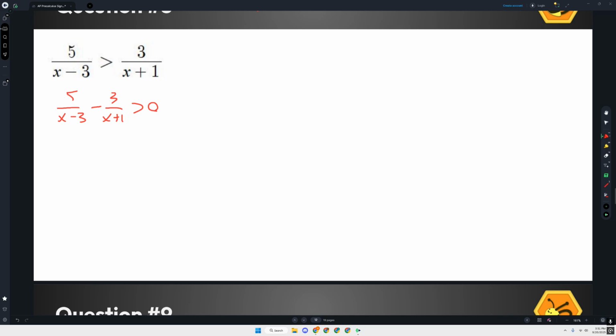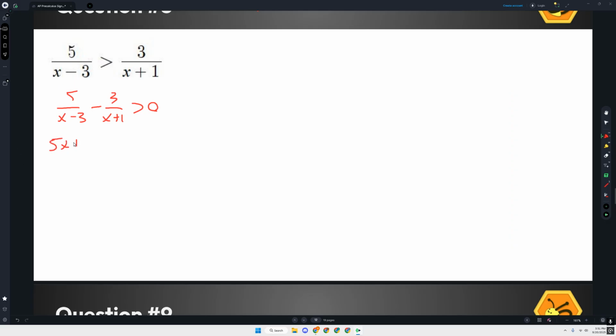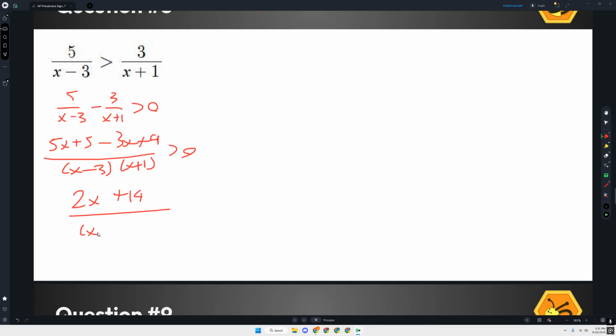Okay, so now I will go over this. The first step is, you're going to cross multiply to get the same base. So it'll be 5x plus 5 minus 3x plus 9 over x minus 3 x plus 1 is greater than or equal to 0. You would simplify that to be 2x plus 14 over x minus 3 x plus 1. From there, you're going to do 2x plus 7 over x minus 3 x plus 1.